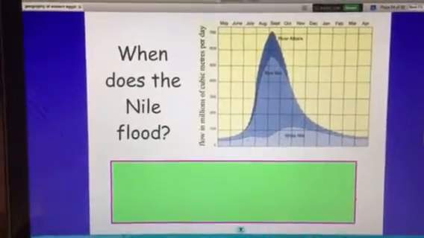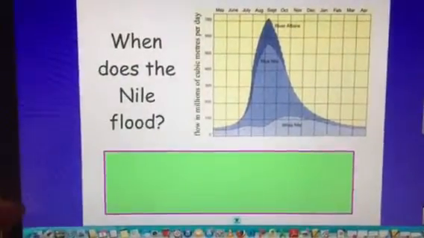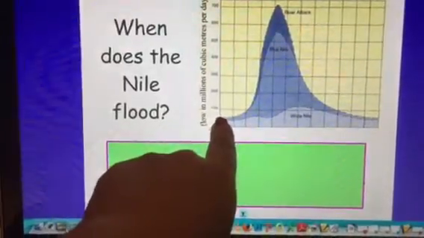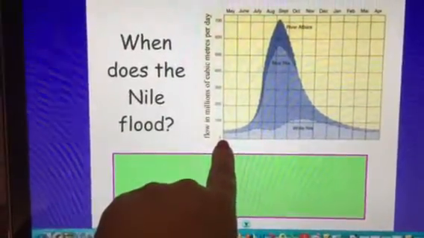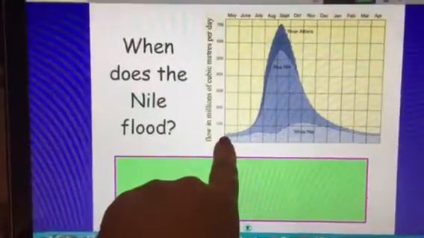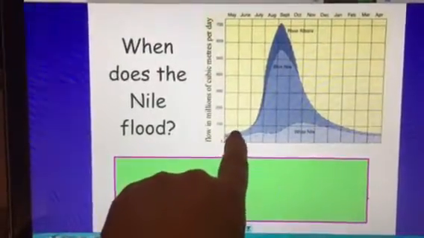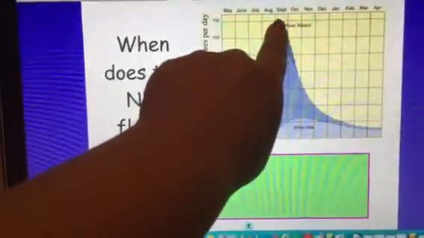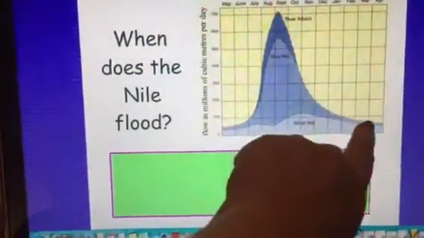All right, so when does the Nile flood? Well, this is a graph that shows you when the rivers are at their highest. And you can see here as we're going along in May, it's pretty low. We're here at almost 0, maybe 50 cubic meters or millions of cubic meters a day, right? And as we go through the year, June, July, August, and up to September, that's its peak when the rivers flood. And then they recede back down as the year goes on.